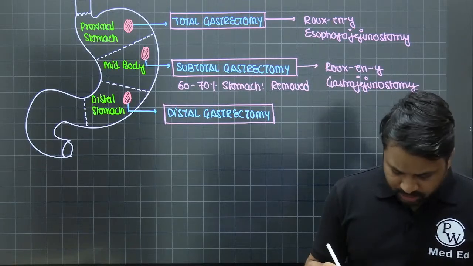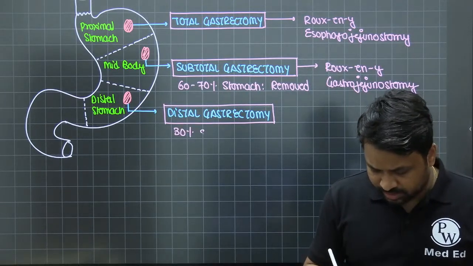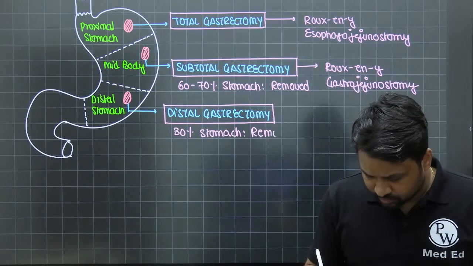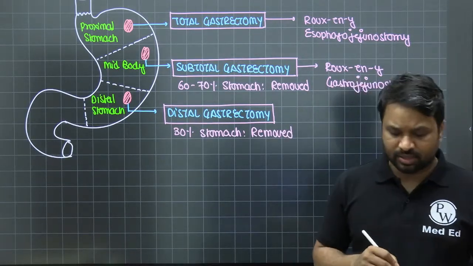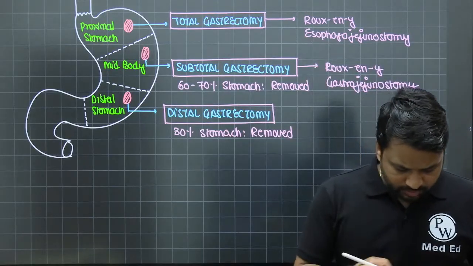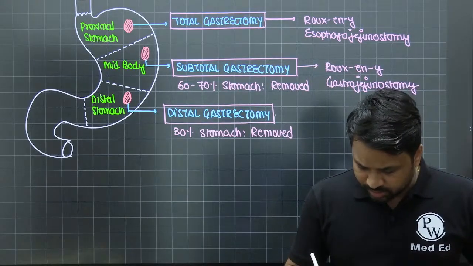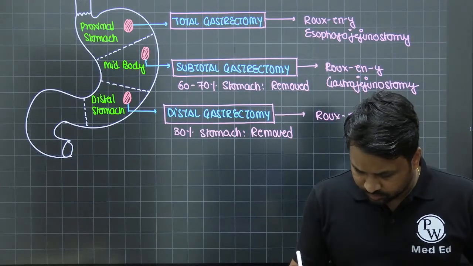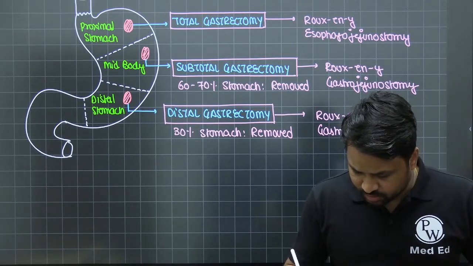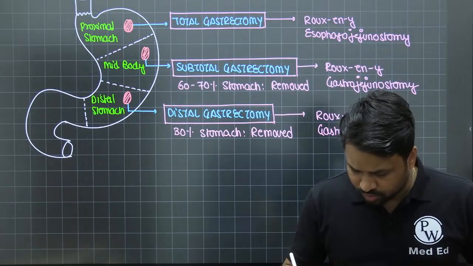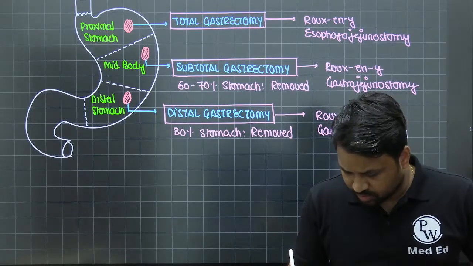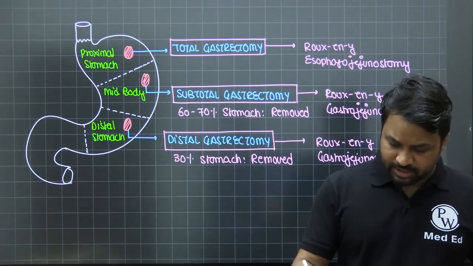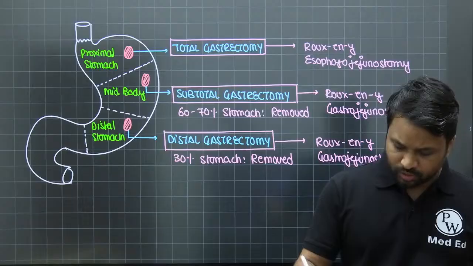When it comes down to the distal gastrectomy, in the distal gastrectomy, 30% of the stomach is removed. And after the stomach is removed, the reconstruction is done with the same context, that is your Roux-en-Y gastrojejunostomy.